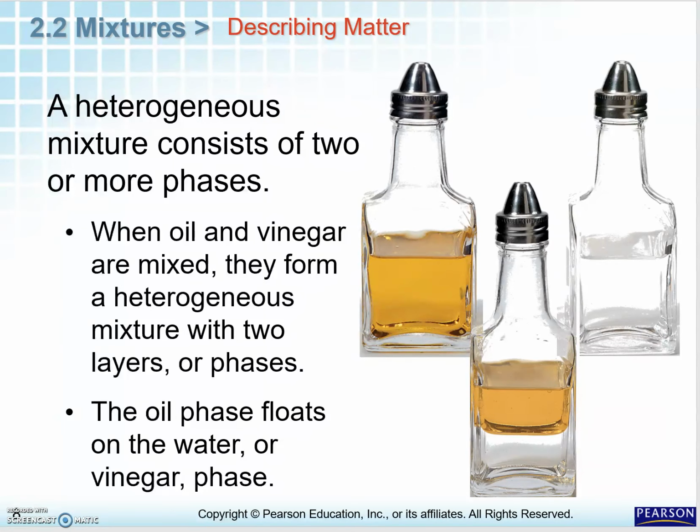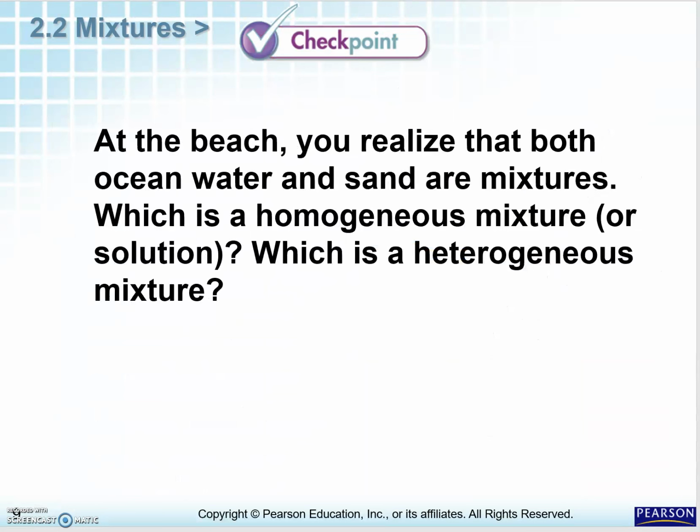However, if you were to mix those two together, you're going to start to see a heterogeneous mixture that has two phases. You can see the top phase here. That one is heterogeneous and it has two phases. This is the oil phase and the bottom is the vinegar phase. You can see that one is floating on top of the other, and therefore you have multiple phases. This would also work with water. Oil will float on top of water, giving you two different phases.